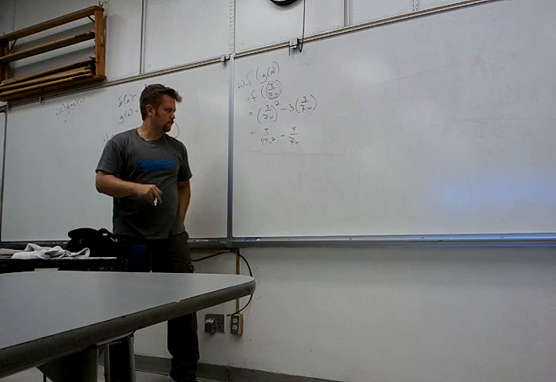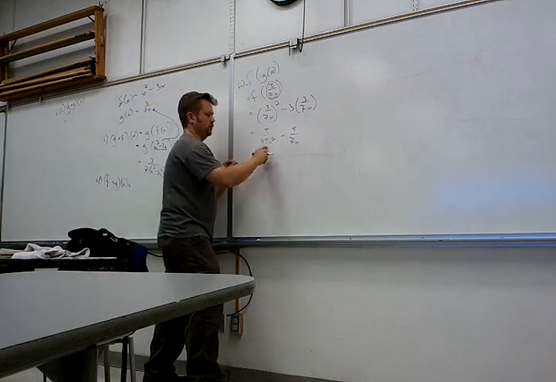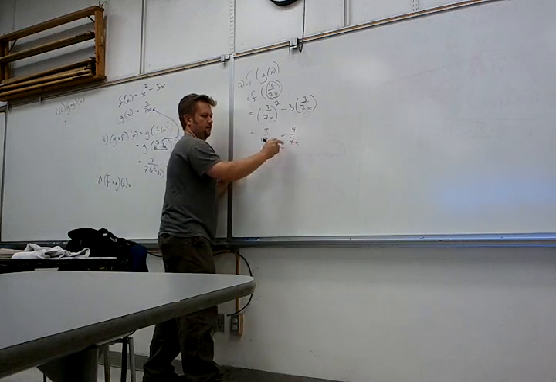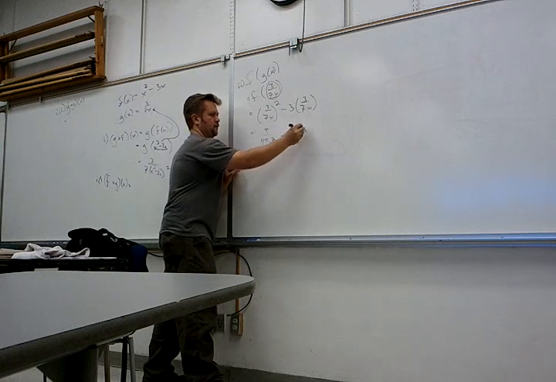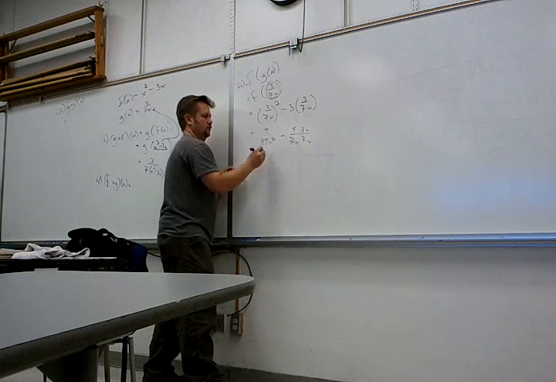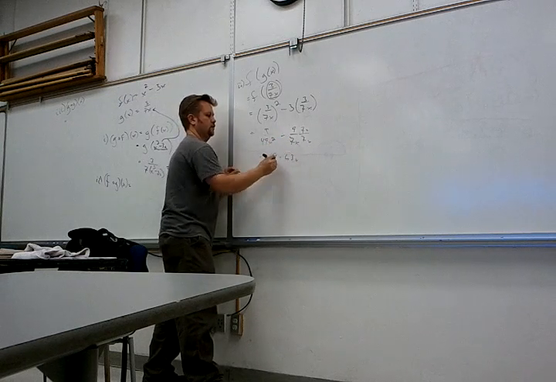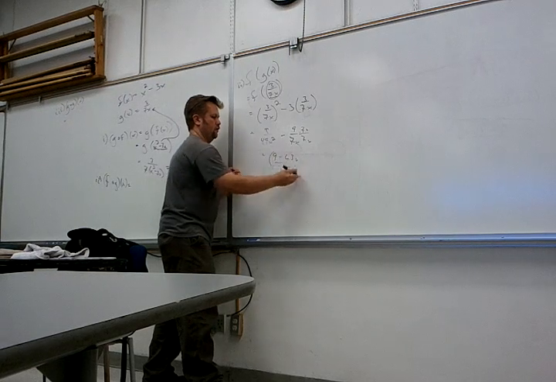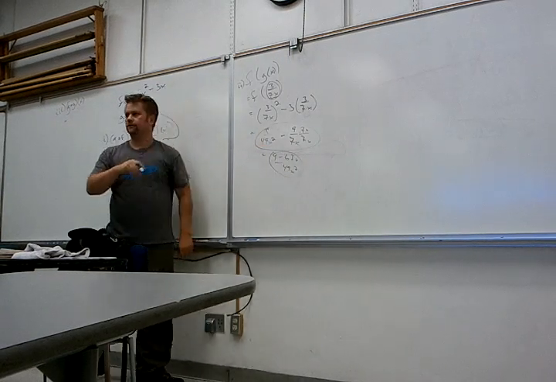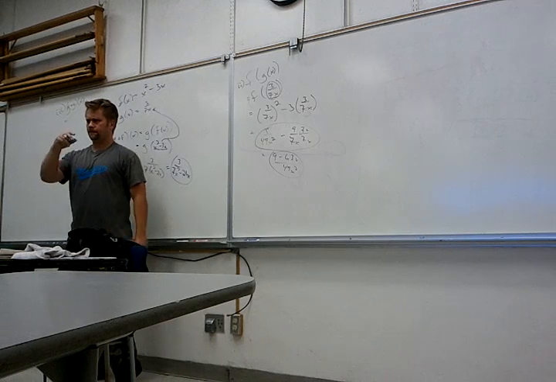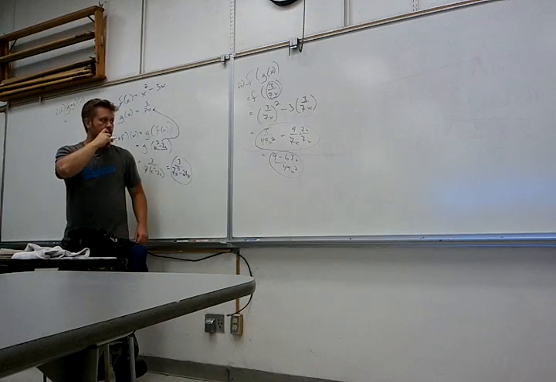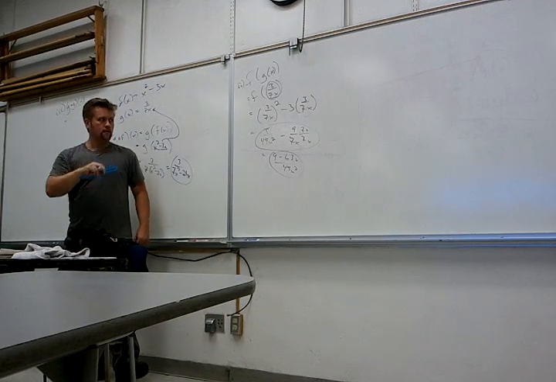And again, if you wanted to, what would the LCD be? 49. Yeah, you have to multiply this by 7x. 9 minus 63x over 49. If you wanted to, I don't care. You can stop either place.